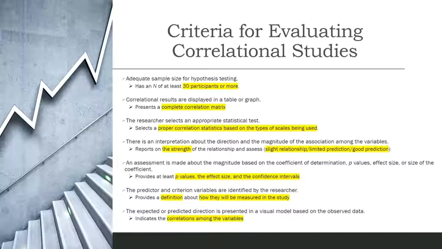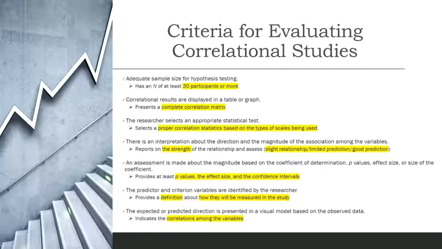Next is there must be an interpretation about the direction and magnitude of the association among the variables. So the researcher must report on the strength of the relationship based on some standard and for him to assess whether it indicates a slight relationship, a limited prediction, or a good prediction. Next is an assessment must be made about the magnitude based on the association, based on the coefficient of determination, p-values, effect size, or size of the coefficient.